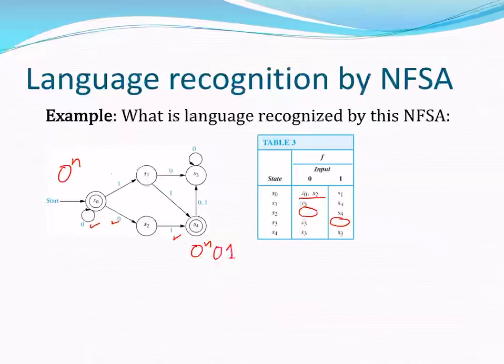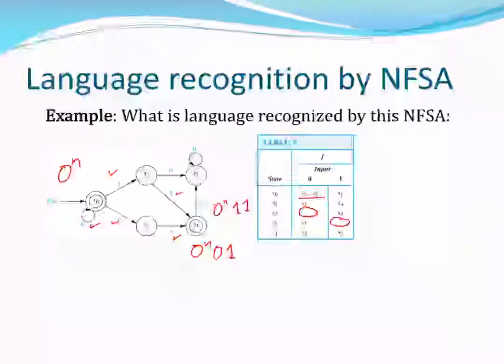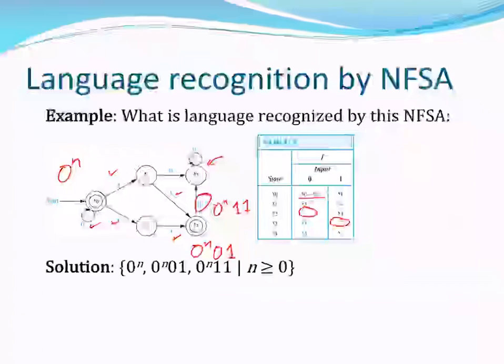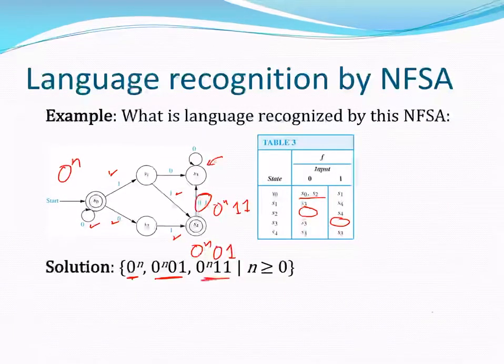And then if we take this path here, if a 1 ever comes in, we go to state 1. And then if another 1 comes in, we go to state S4. So that would give us 0 to the n, 1, 1 would be recognized. And then if anything came in after any of those recognition patterns, then we go to a state of perpetual non-recognition. So those three patterns would define the language that is recognized by this non-deterministic finite state automaton.